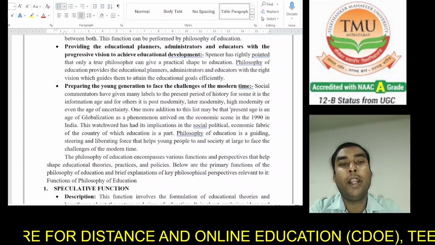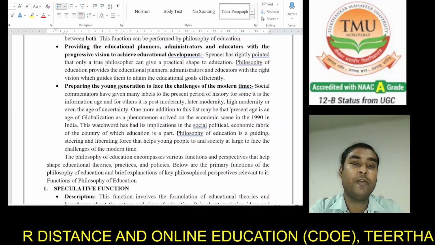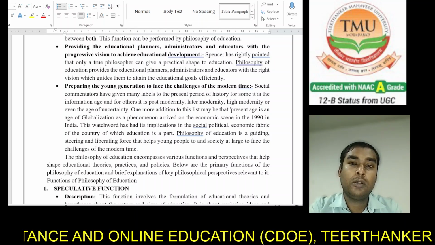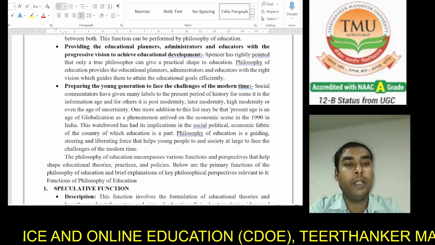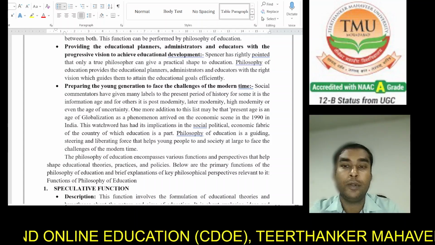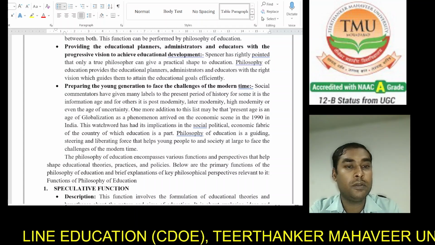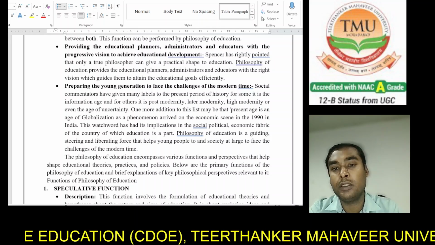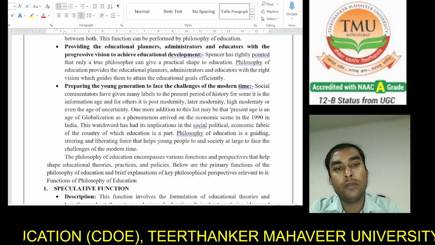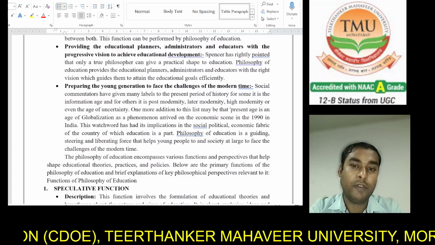Now, providing the educational planners, administrators, and educators with the progressive vision to achieve educational development. Herbert Spencer has rightly pointed out that only a true philosopher can give a practical shape to education. Philosophy of education provides the educational planners, administrators, and educators with the right vision which guides them to attain the educational goals efficiently.